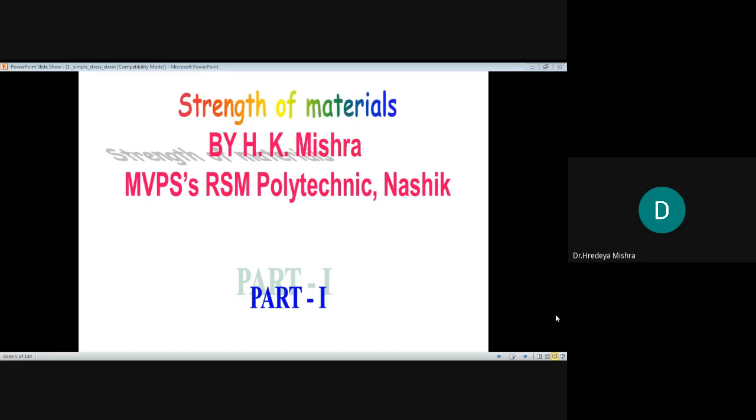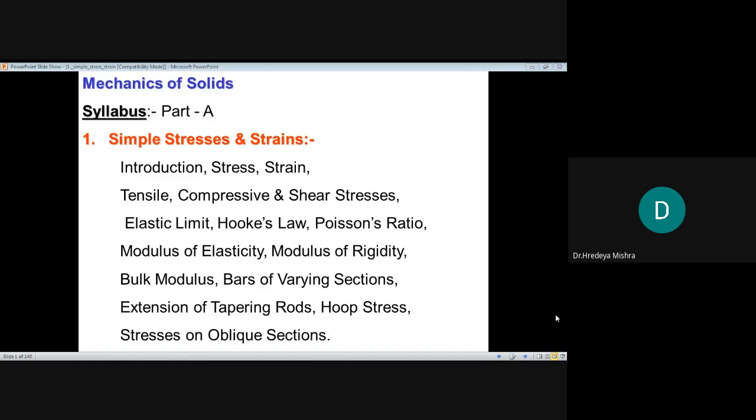So, strength of material is simple stress and strain here. Simple stress and mechanics of solids is nothing but another name of the strength of material. So, what parts are included in simple stresses and strain?